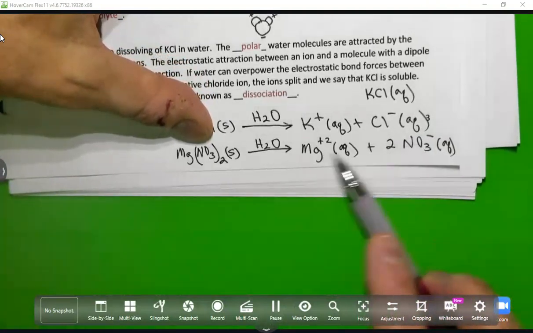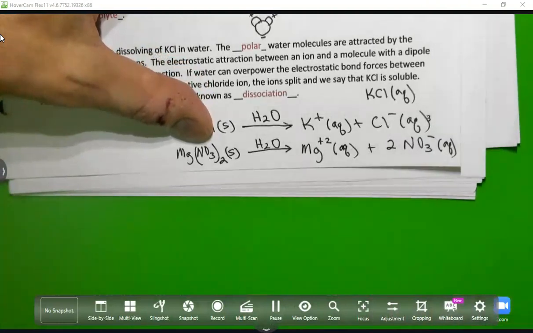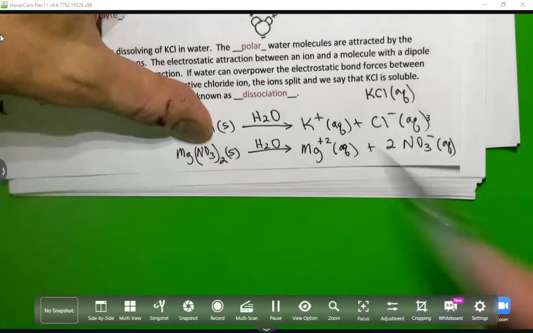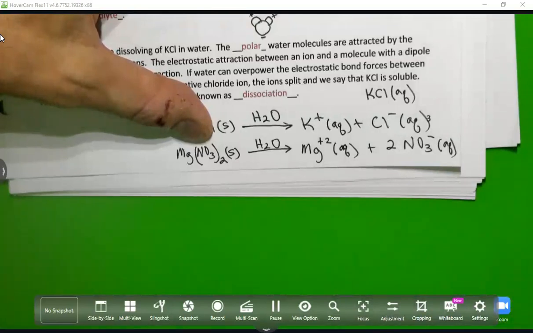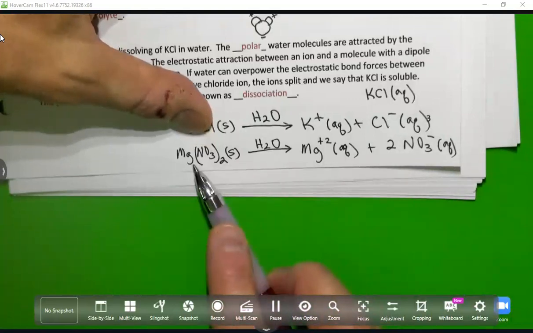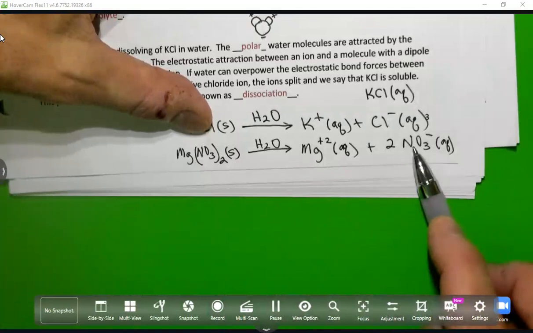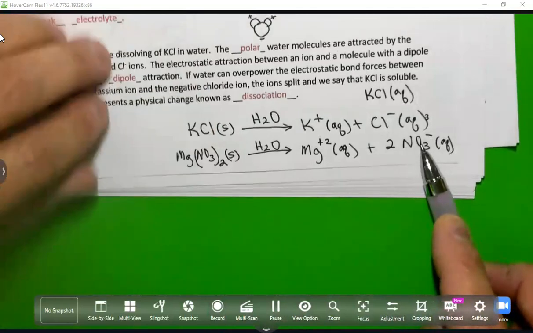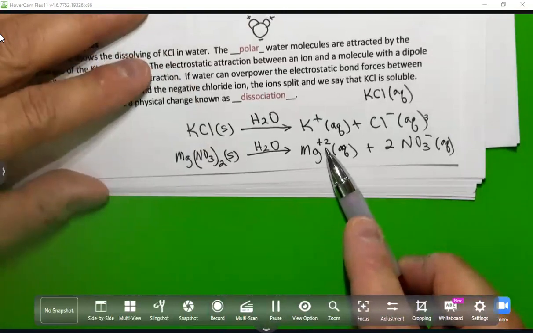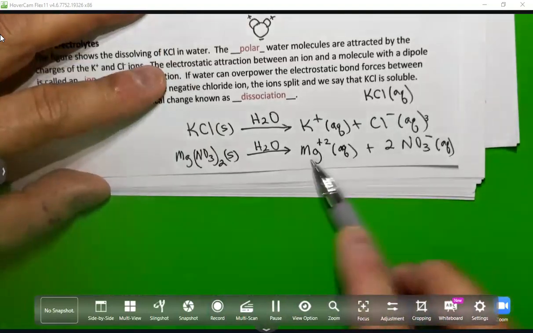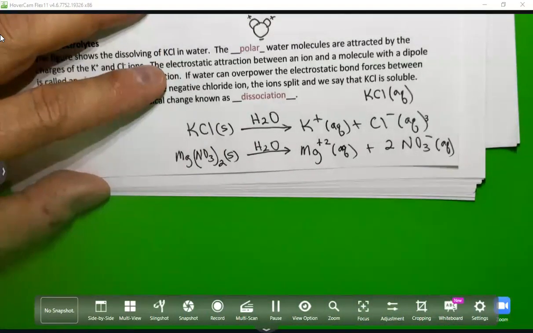Whichever one produces the more ions. This will show a higher conductivity, it should, than this. It's all about how many ions you get. And all you have to do is look right here. Now notice the nitrates stay together. Do not split up nitrates. So you're going to get magnesium plus 2 floating around in solution and 2 nitrates. This should conduct more than this.